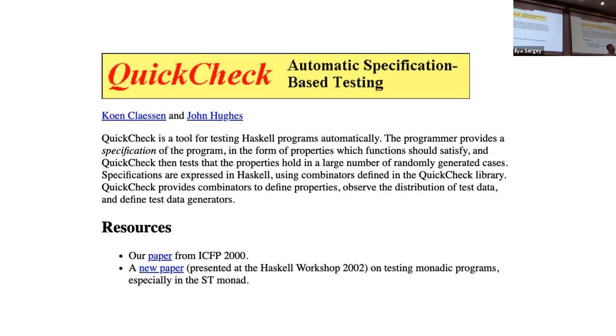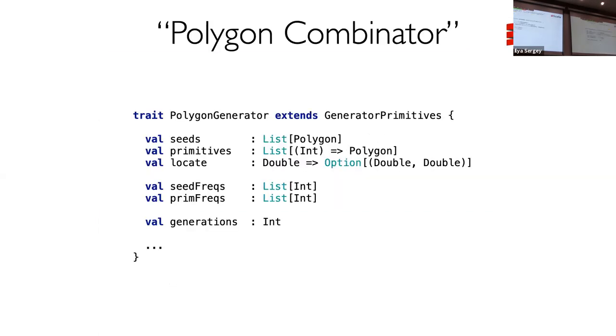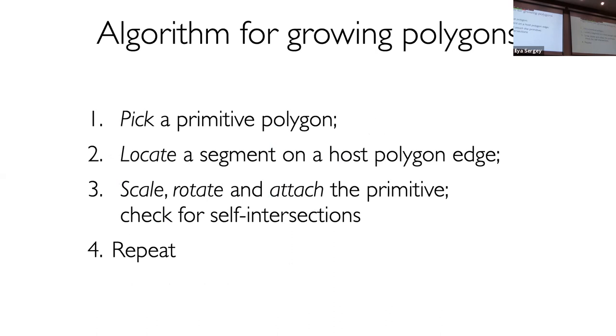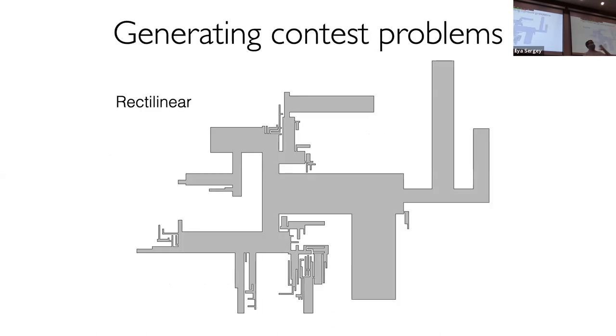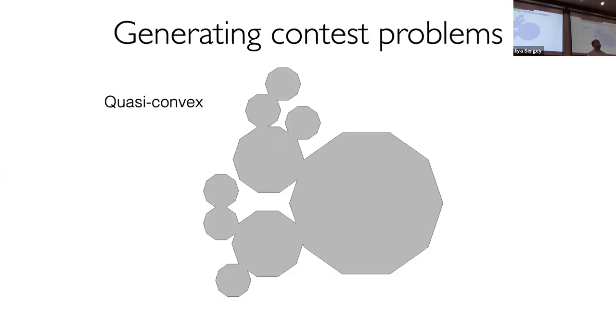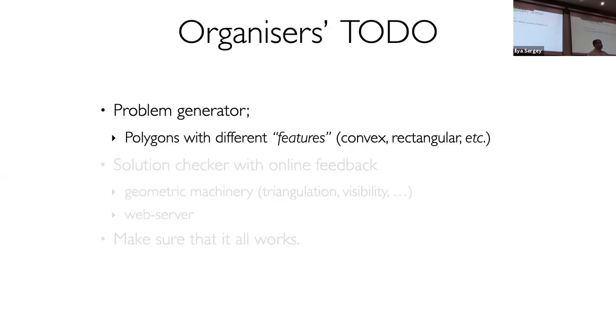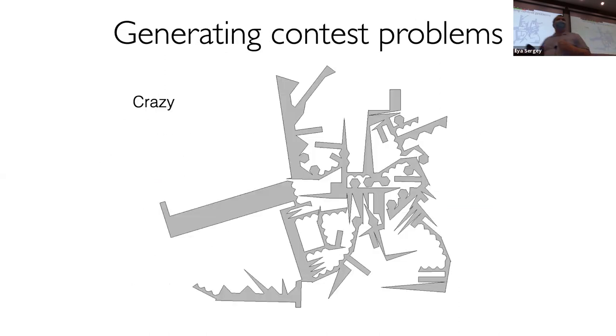QuickCheck is a library of higher order functions that you provide with the definition of a data type, and it generates arbitrarily large instances of this data type for you. So what I did, I developed a library which plugs into QuickCheck, but not in Haskell, but in Scala, and it generates arbitrarily large polygons. There is this polygon combinator that attaches pieces together, and now I can generate things like this, or like this, or like this. Now I can populate the competition.